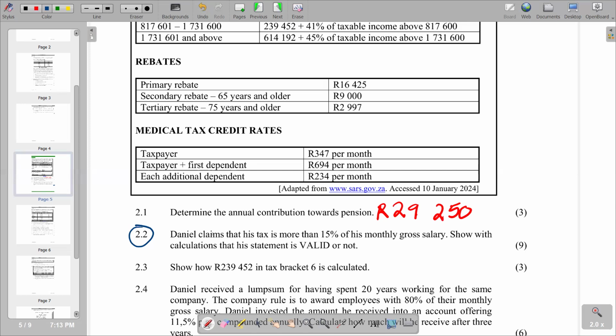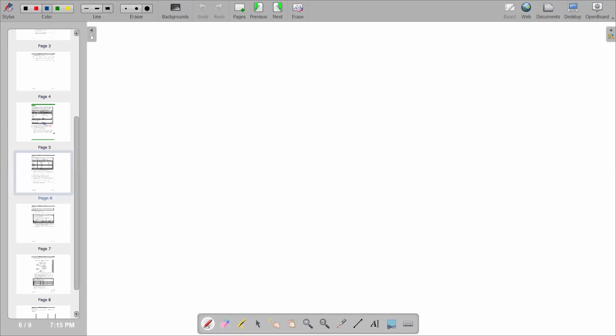When we go to our question, it reads: Daniel claims that this tax is more than 15% of his monthly gross salary. Show with calculations that his statement is valid or not. So basically, we are going to first calculate the tax amount, and then obviously compare it with 15% of the monthly gross salary. That's what we are going to do in this video.